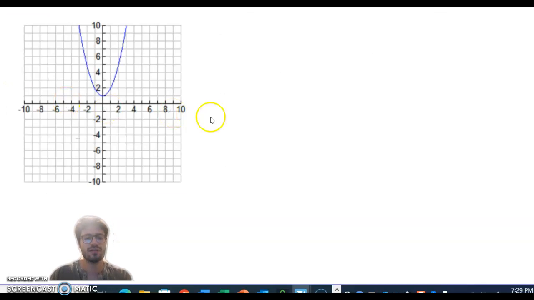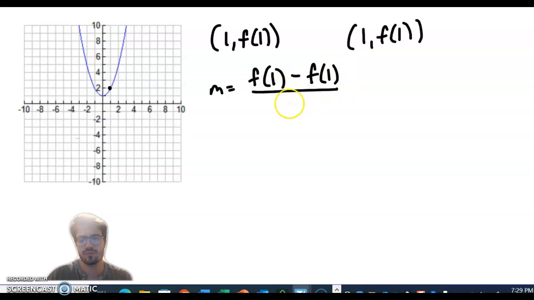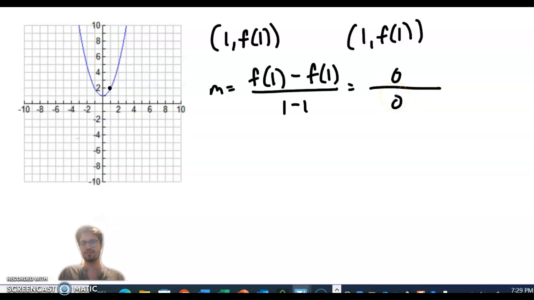What we're really trying to do here is we want the slope between this point, the one we're trying to do, and itself. But what happens if I do that? Uh-oh. I get 0 over 0, right? That's not defined. So what are we actually going to do?